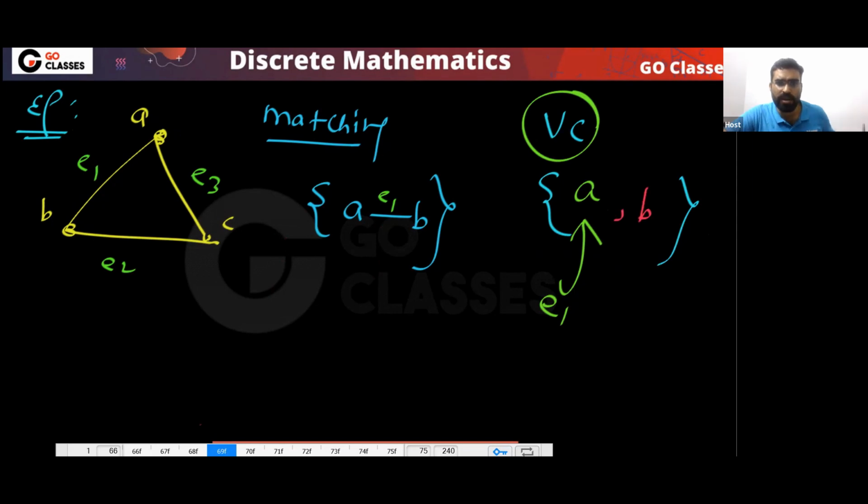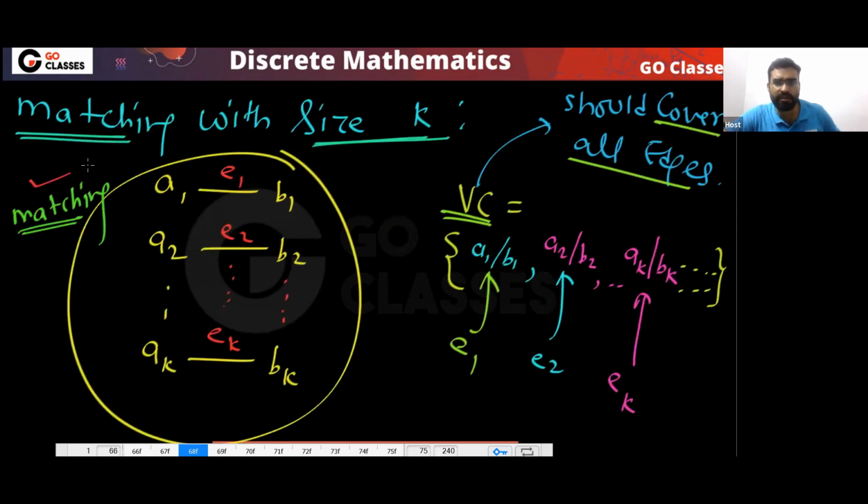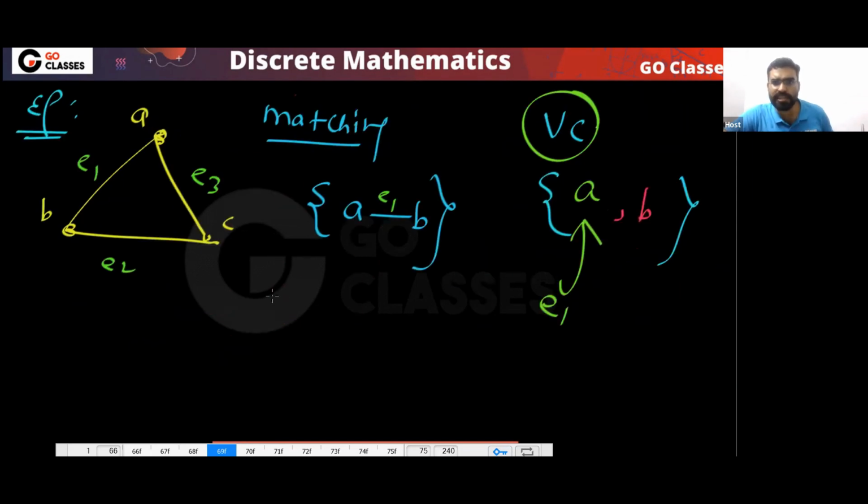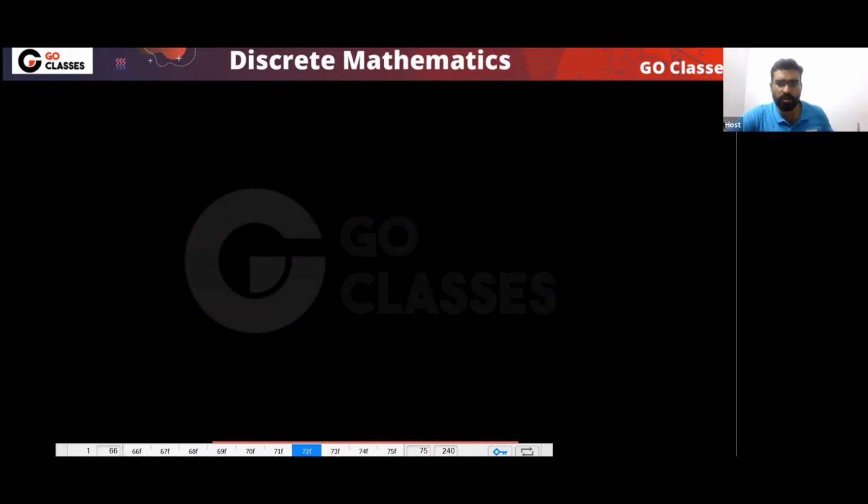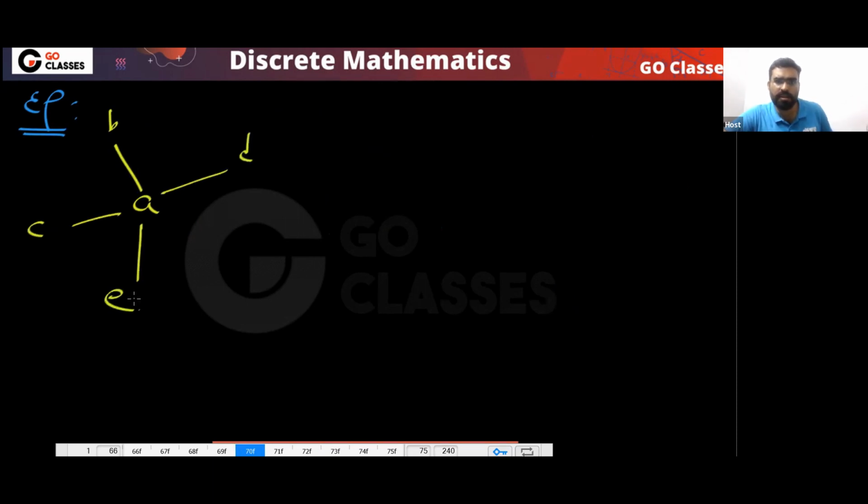Are you getting my point? So at least one of them we have to take. I am not saying exactly one of them, at least one. For example, here you can notice we have to take both of them. Is the concept clear? Another example you can take: A, B, C, D, E. Consider this graph. Give me a matching.